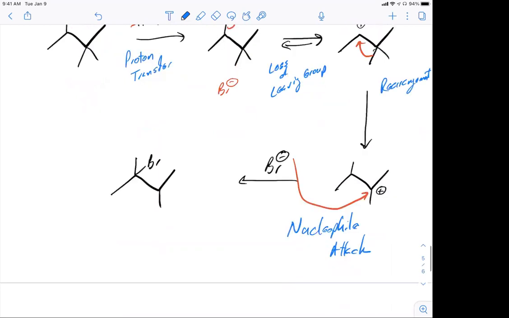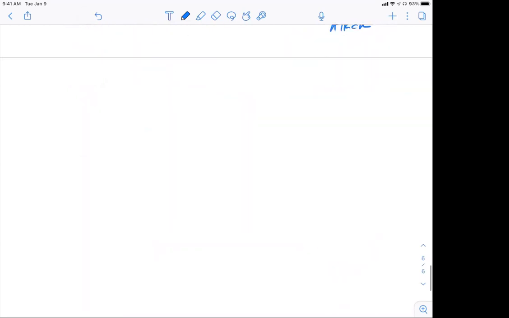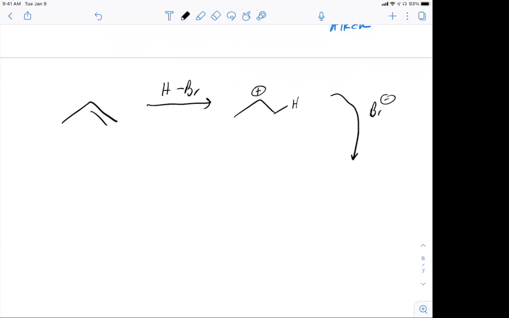So let's try another one. I'll give you a little bit of time on this one. Okay, with this species, draw your arrows.